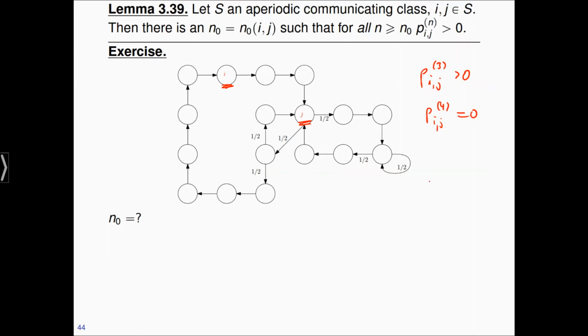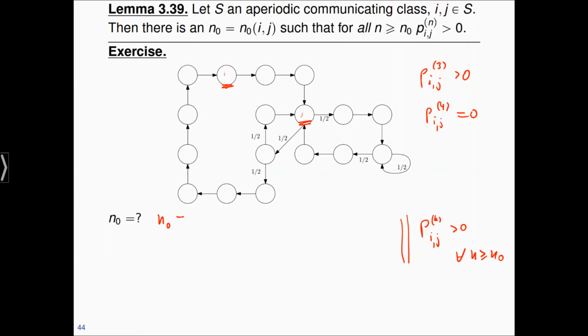So the question is, is there an n0 such that Pijn is positive for all n greater than n0? This is an exercise, so please stop the video here, take a look at this graph and try to find n0 such that this is the case. The lemma says there is always such a thing, and it's instructive to find this in a concrete graph. Okay, so let's take a look at my solution.